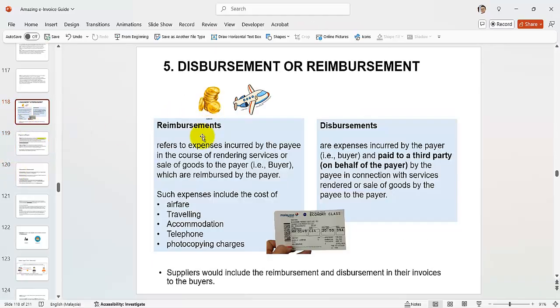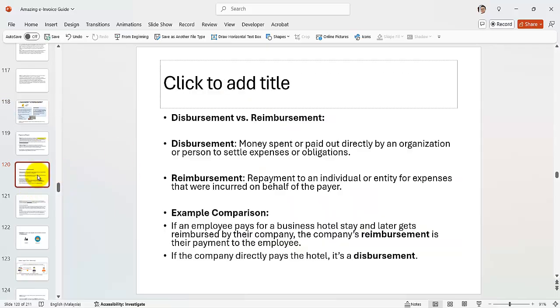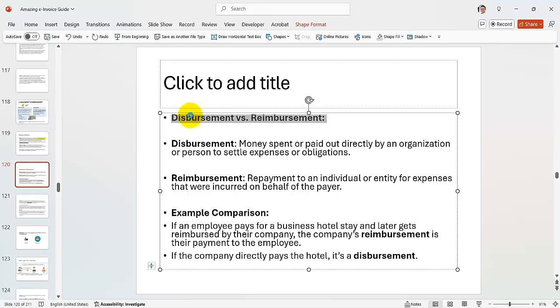So let's go here again. It's the expenses incurred by the payee in the cost of rendering services. So the payee actually pays first. We can pay for the flight ticket, accommodation, and later at the end of the month claim it back. So that's one example. The disbursement is a bit different, quite different. Let's take a look at the difference between disbursement and reimbursement.